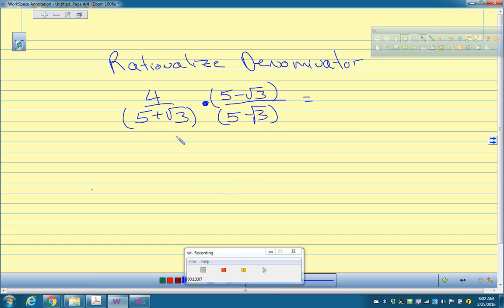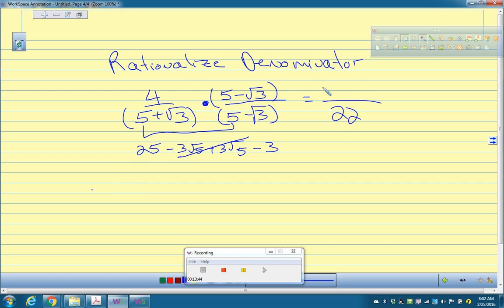When I FOIL this bottom, I get 25, that's the first term. The outer term is minus 3 root 5. The inner term is plus 3 root 5. And the last term is what? Plain old negative 3, because it's plus times minus root 3. So this is my bottom, and the middle terms are going to go away. What's 25 minus 3? 22, right? So that's what my denominator is going to look like when I multiply by the conjugate.